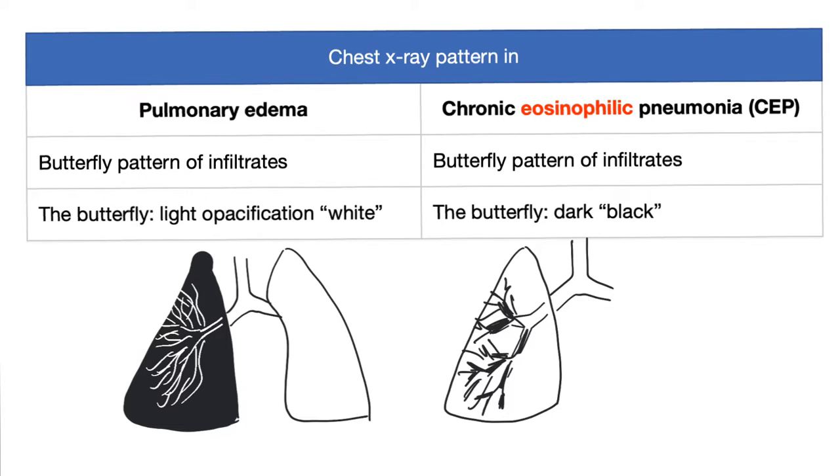Because both of them have a butterfly pattern of infiltrates. Here's the trick. In pulmonary edema, the butterfly is light. It's opacified, so it appears white. Here, in chronic eosinophilic pneumonia, the butterfly is black. And of course, your professor did not tell you about this teeny tiny distinction. That's why he's just a professor.